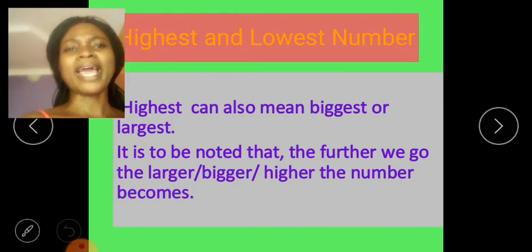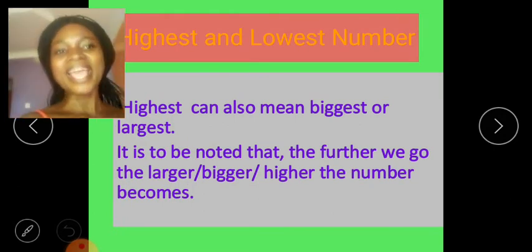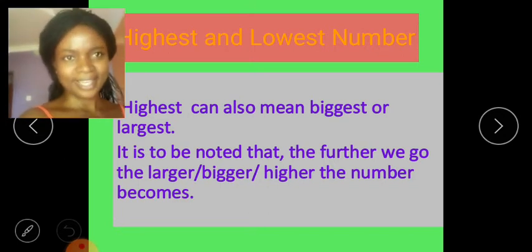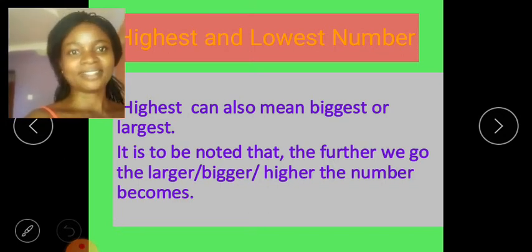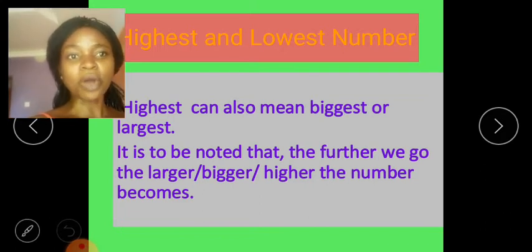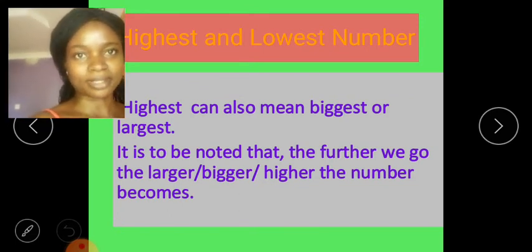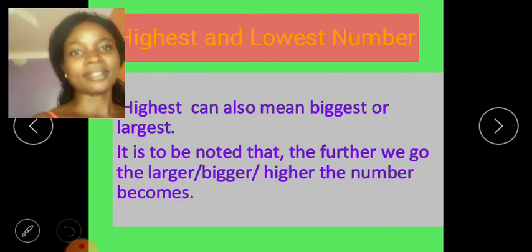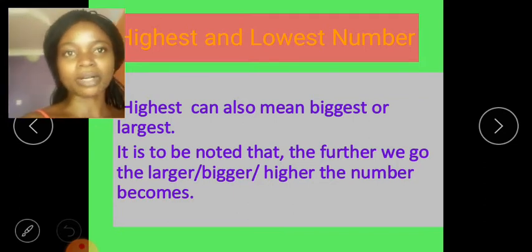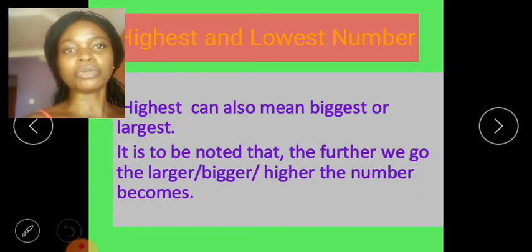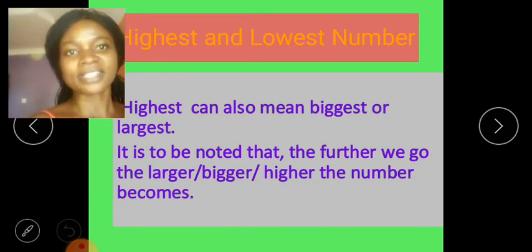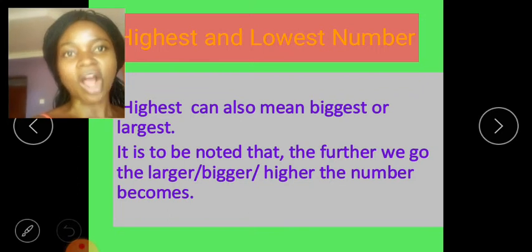What do I mean by highest? When I say highest, highest can also mean biggest or largest. It is to be noted that the further we go, the larger, bigger, higher the number becomes. If we count from 1 to 10, the more we count, the bigger our number becomes. If I count 1, 2, 3, 4, 5, 6, 7, 8, 9, 10, the more I count, the bigger the number becomes.